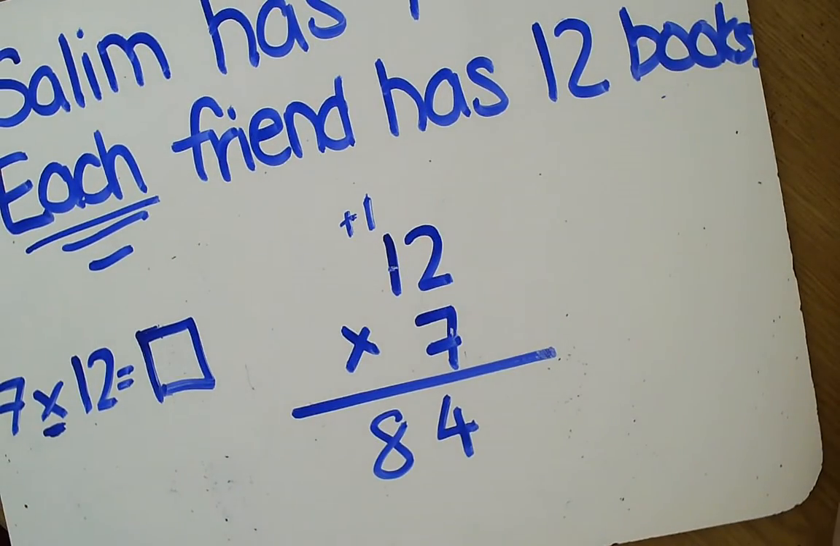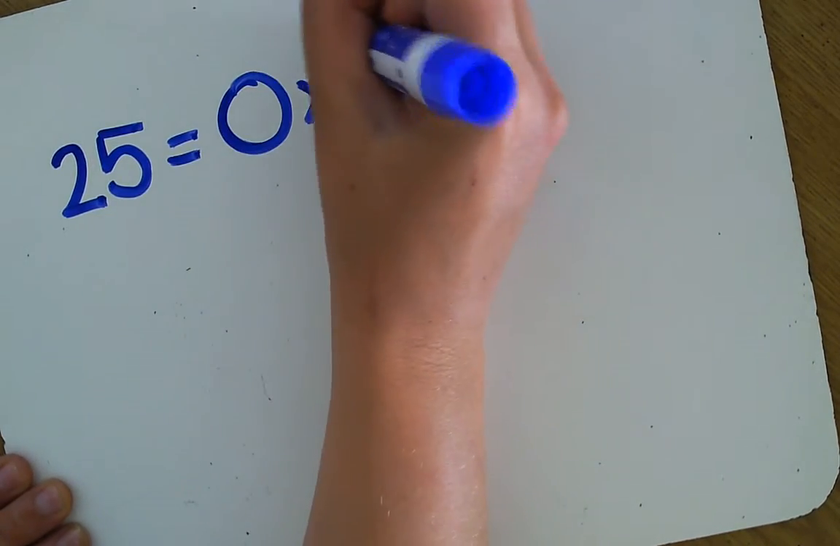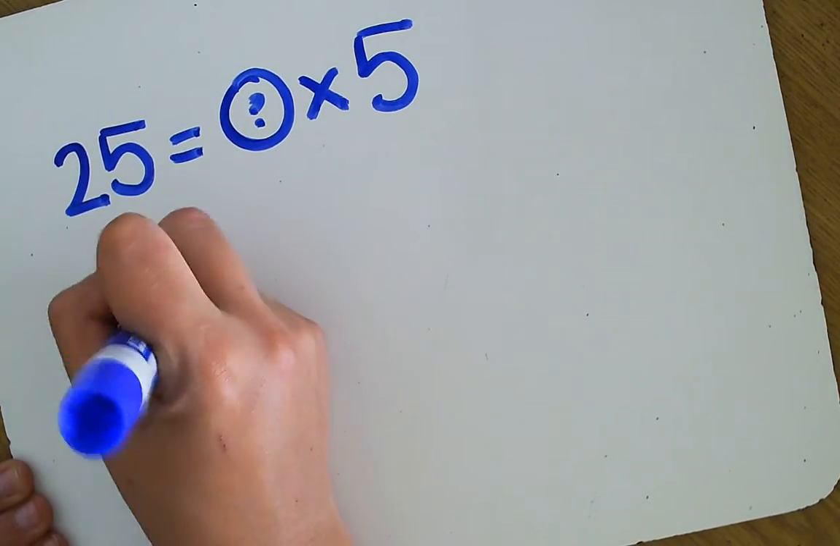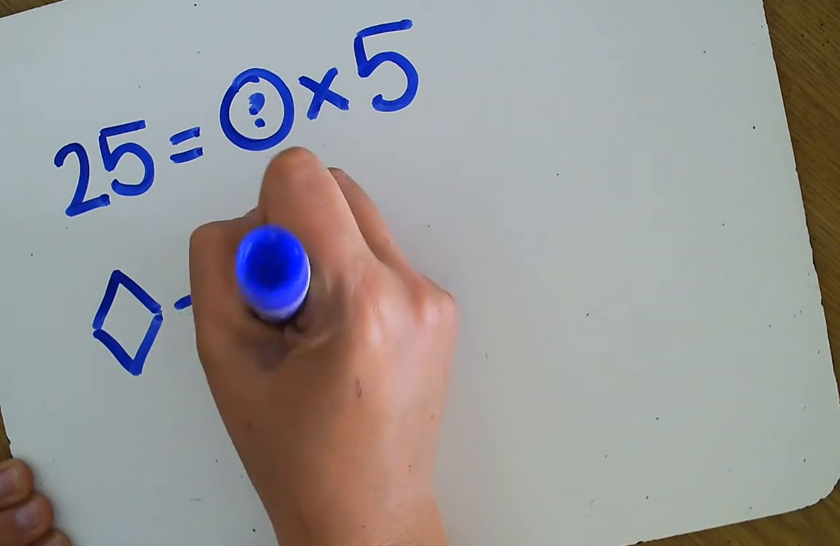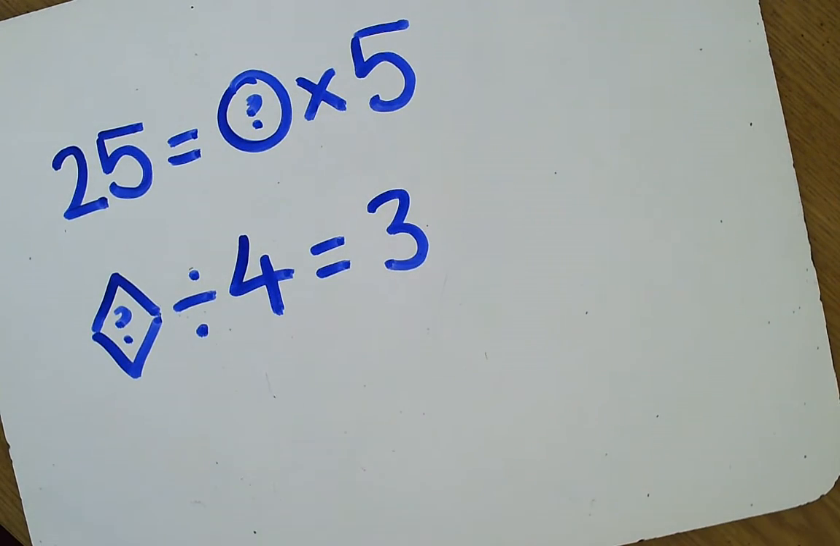So hopefully this gave you a little bit of an idea of some ways that we can use unknown variables to represent equations. I'm going to just give you a couple of questions to do, and you can try to answer them in the comments below. So 25 equals circle times 5. So try to figure out what that circle represents. And diamond divided by 4 equals 3. So again, try to figure out what that diamond represents.